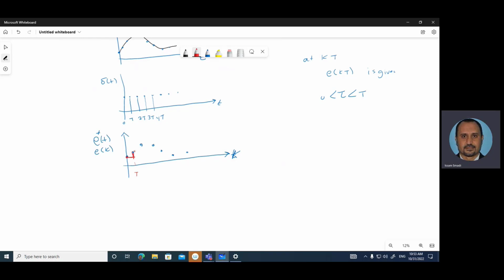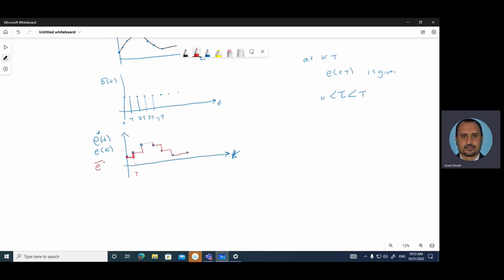Yes? Then I will hold it until I'm reaching what? The next T. Then I will hold it until I'm reaching what? The next T. Then I'm holding it until what? The next T. Then I'm holding until I'm reaching the next T. Correct? So now this will be what?